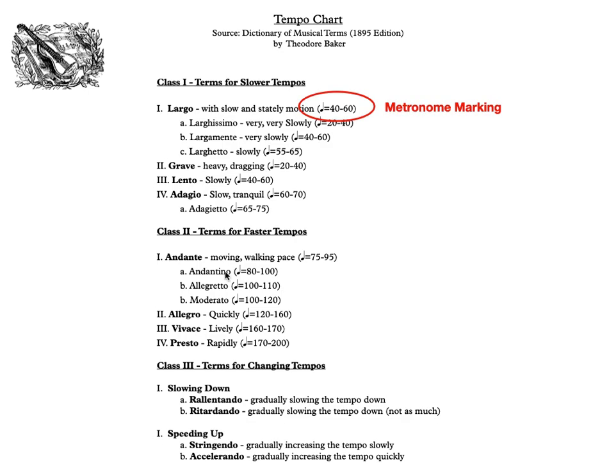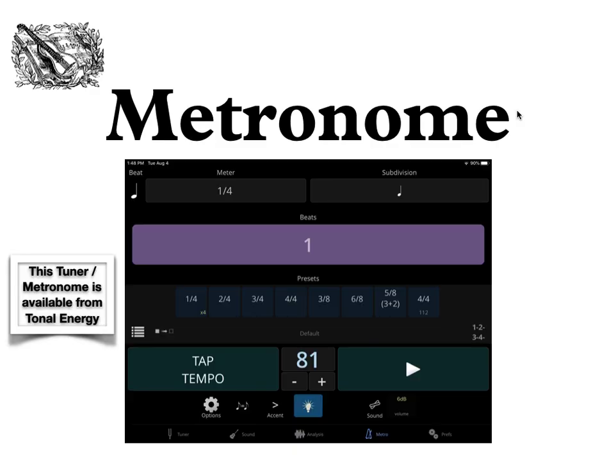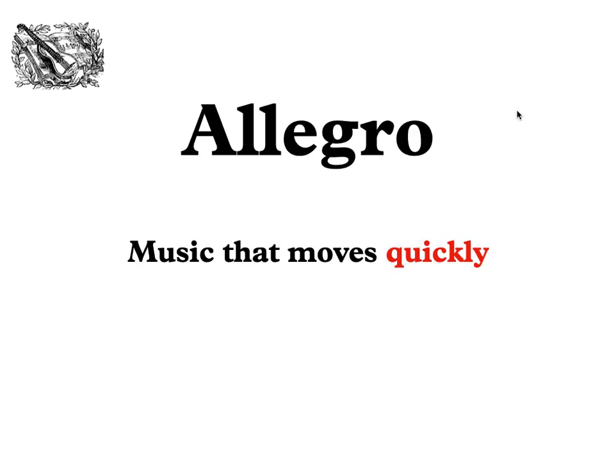When you see the description and the quarter note equals, that is telling you how to set your metronome. And the metronome is what sets the click for your steady beats. That's an old version and a modern app. And this one is by Tonal Energy.